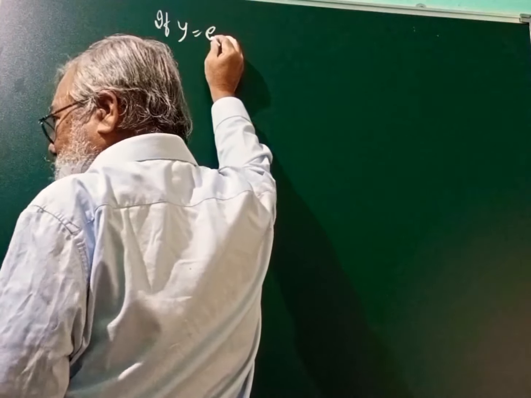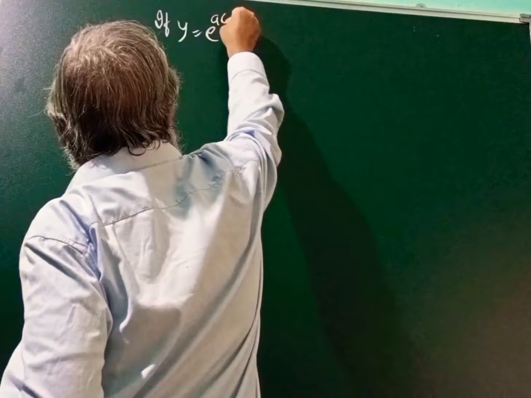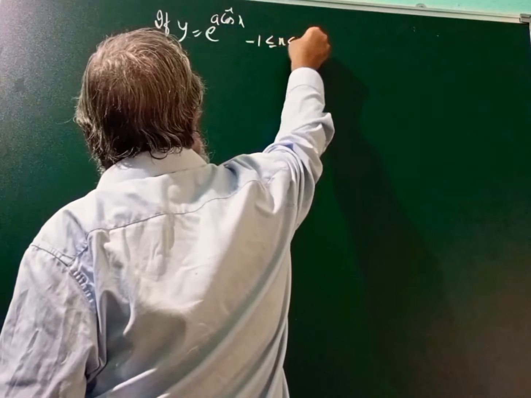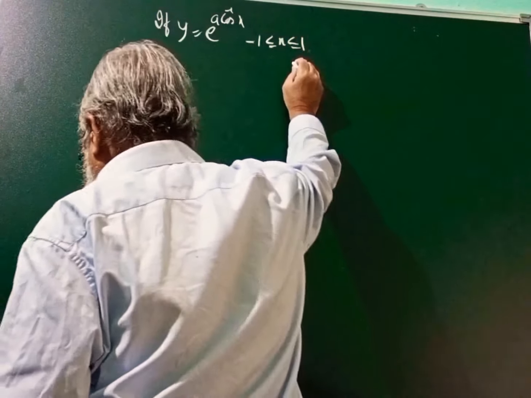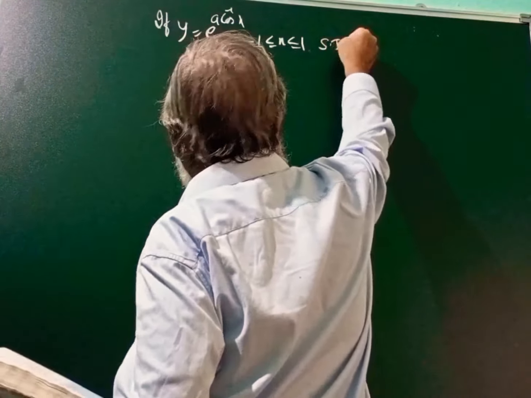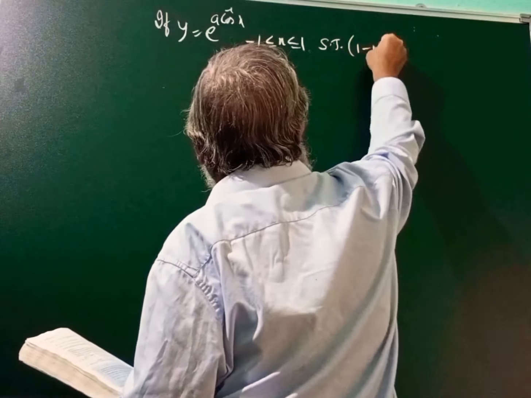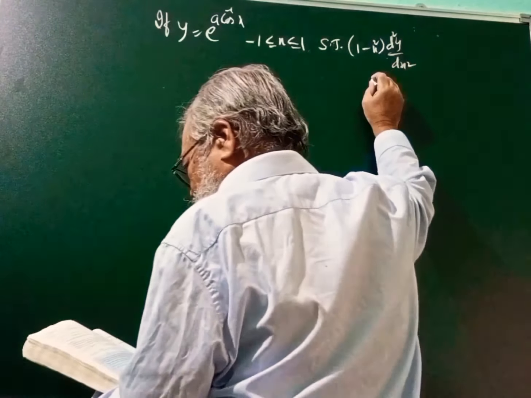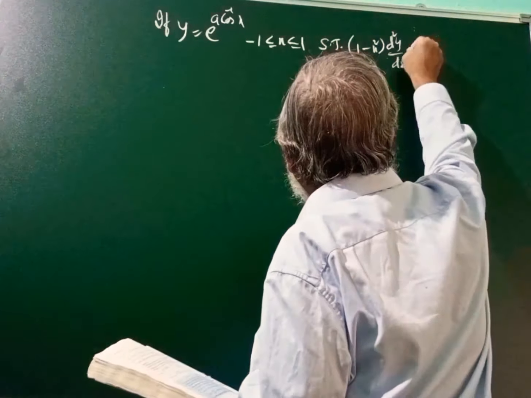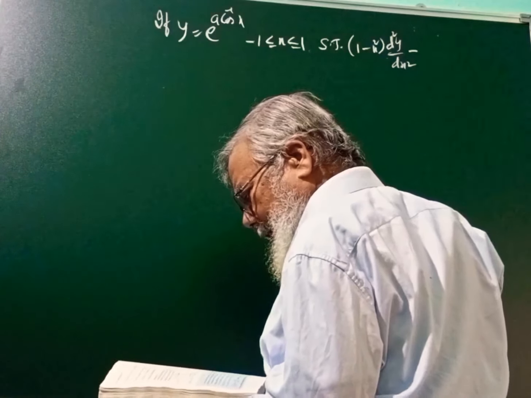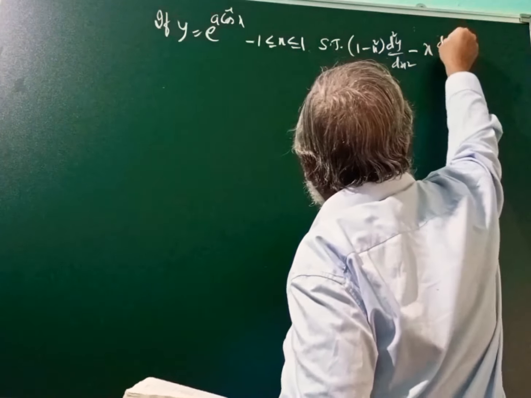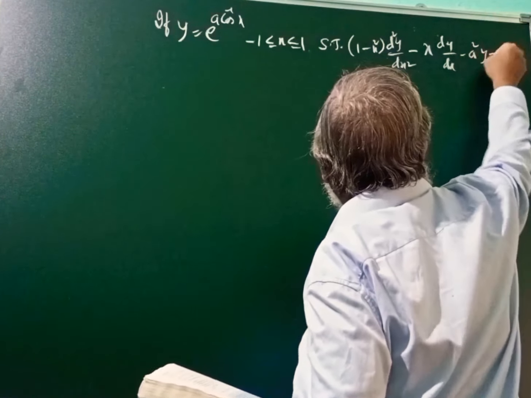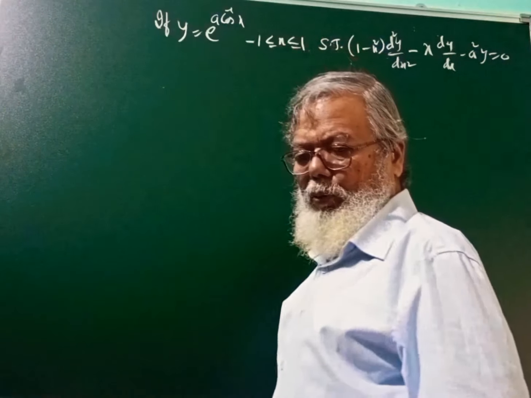y is equal to e raised to a cos inverse x, where minus 1 is less than or equal to x is less than or equal to 1. Show that 1 minus x square into d square y by dx square minus x into dy by dx minus a square y is equal to 0. This we have to prove.